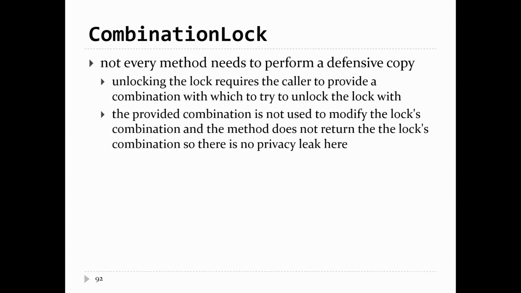So not every method requires a defensive copy. For example, if you want to unlock the lock, someone's going to pass in a combination to compare against your combination. If the combinations match, you unlock the lock. There's no reason to copy that incoming array. Just use the array and check if it's equal to your array, and away you go.